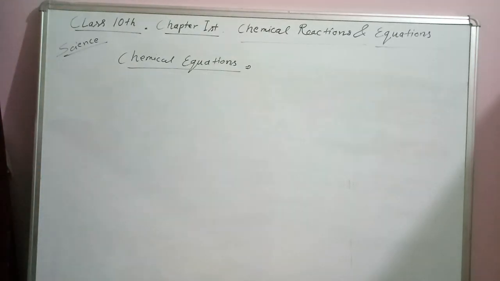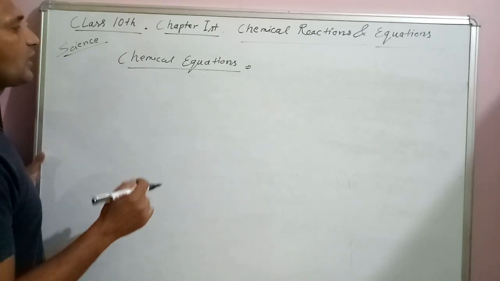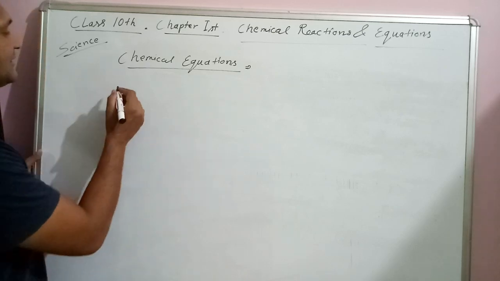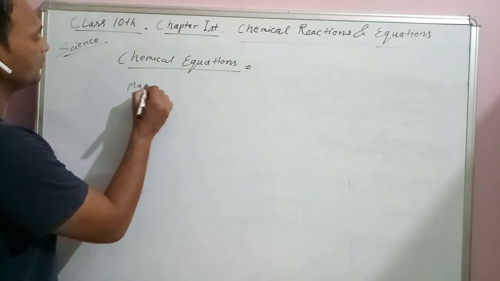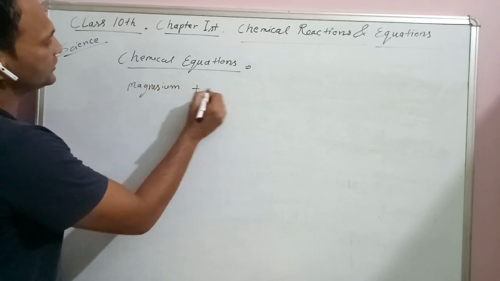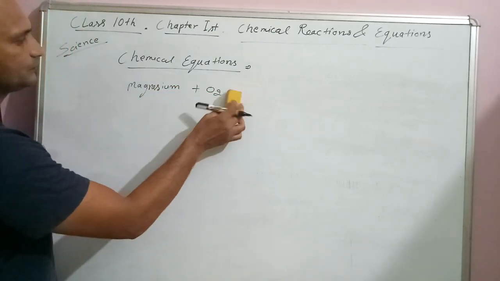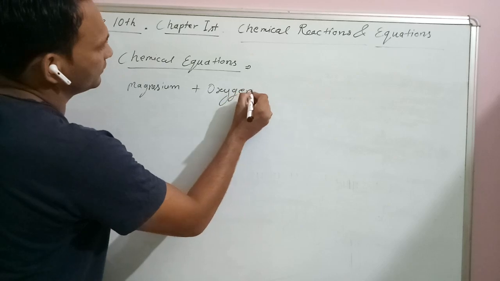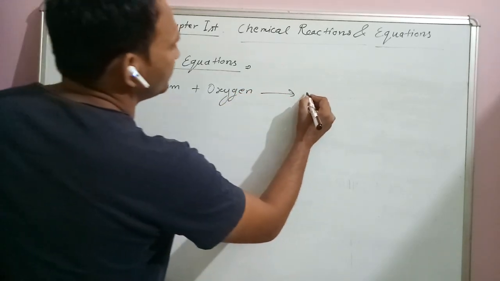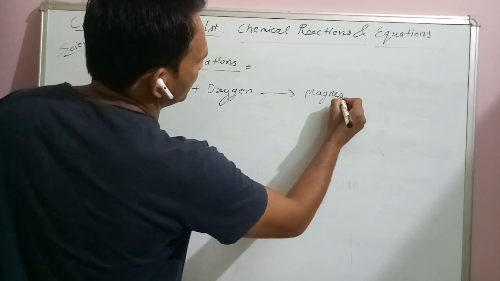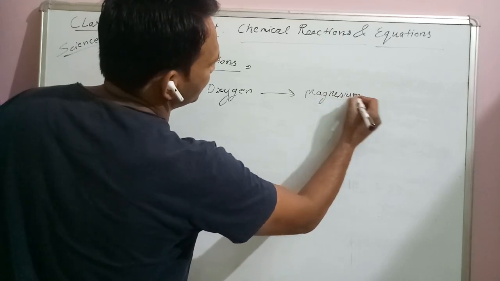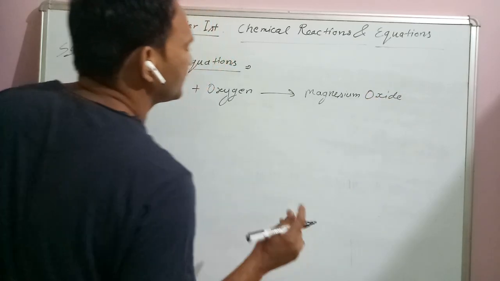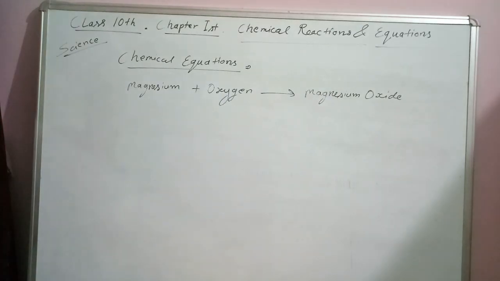Now we were discussing chemical equations of two types, balanced and unbalanced. We were discussing the reaction, for example, magnesium plus oxygen react to form magnesium oxide. This is the word form of the chemical reaction.